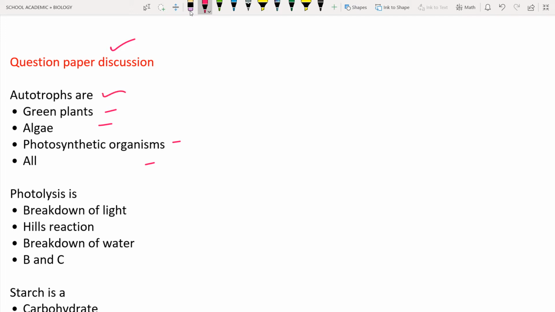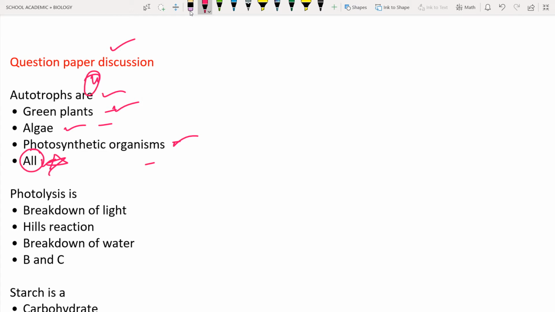The first question is autotrophs. Autotrophs are, there are four options. Which option is correct? The first one is green plants. Yes, this is the correct answer. We have to check whether the other answers are even more perfect or not. The second answer is also perfect. Why? Because green plants are autotrophs, algae is also autotroph, and photosynthetic organisms are also autotrophs. So three answers are satisfying, and the fourth option says all of the above is correct. Hence the fourth option is correct. So the answer for autotrophs is the fourth option.